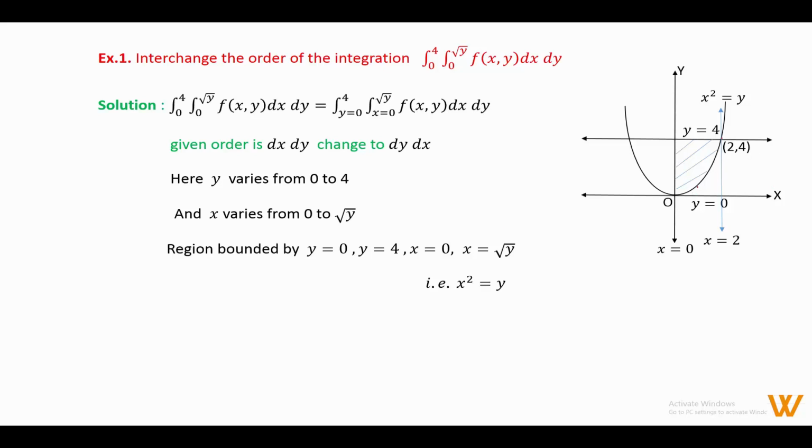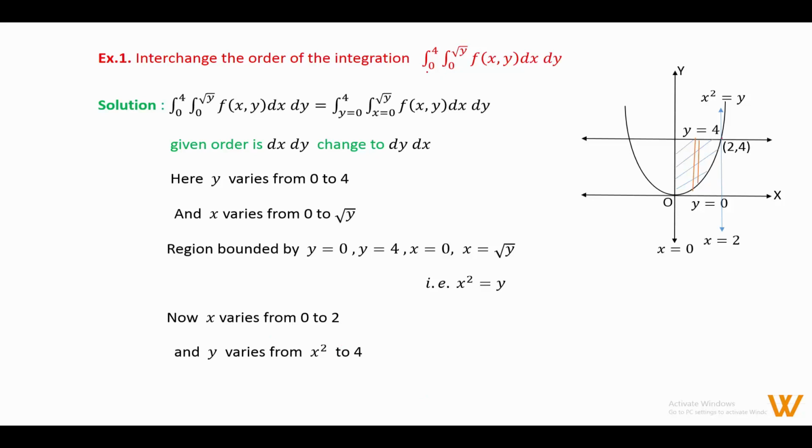Y varies from... So for that, draw a strip parallel to the y-axis. Now here the value of y is x square and here the value of y is 4. Means y varies from x square to 4. X varies from 0 to 2 and y varies from the parabola to the line, x square to 4.